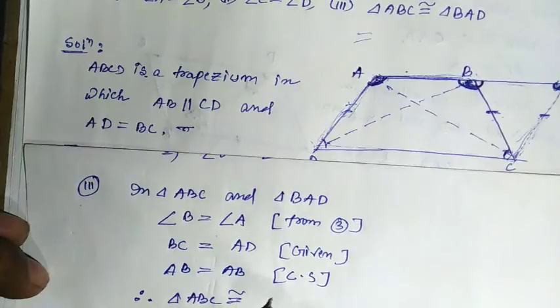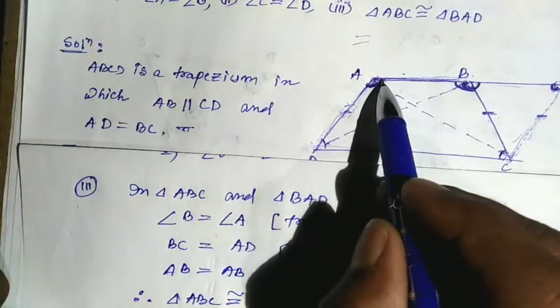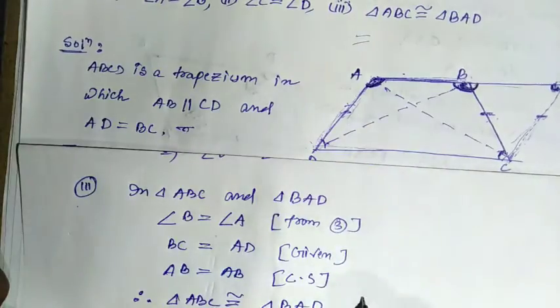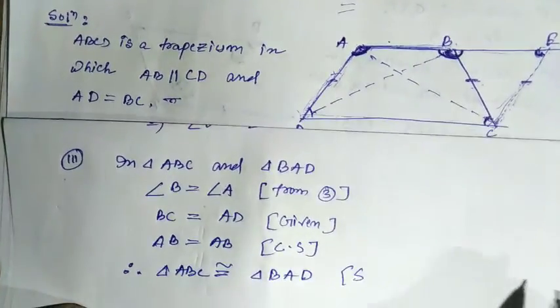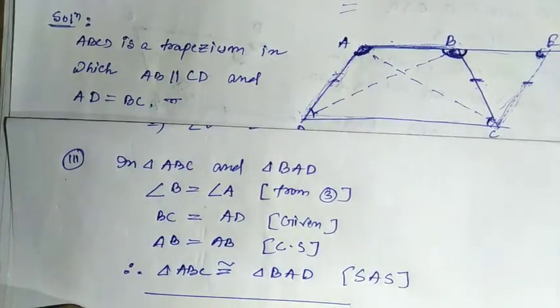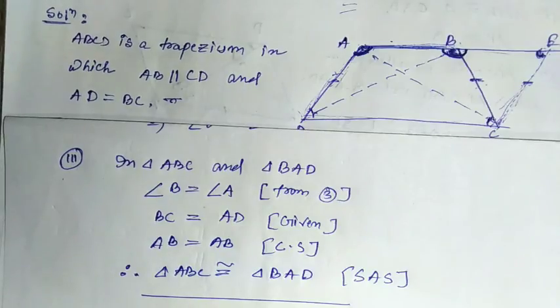Therefore triangle ABC is congruent to triangle BAD. By what criterion? This side, this angle, and this side, that means side angle side. So this is the proof of question number 12. Thank you.